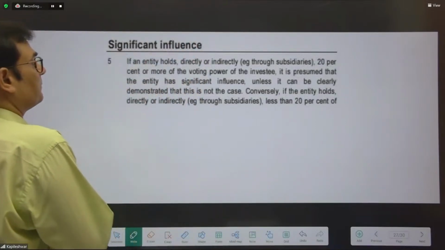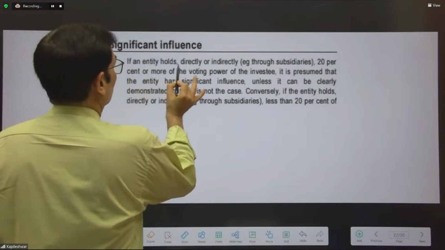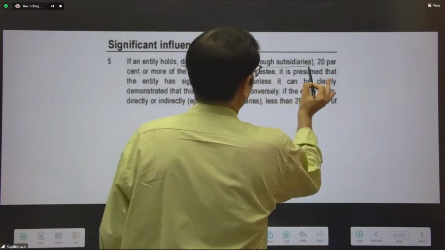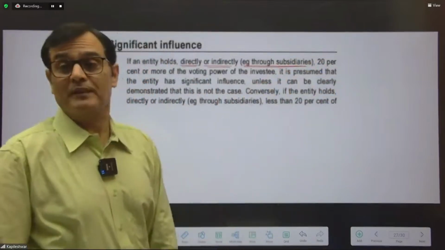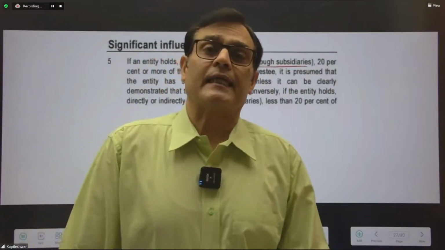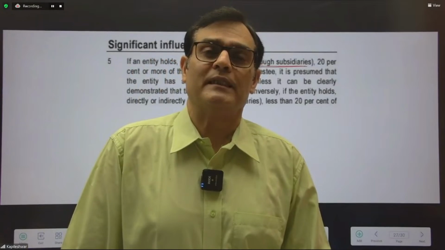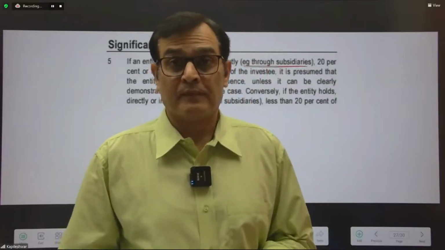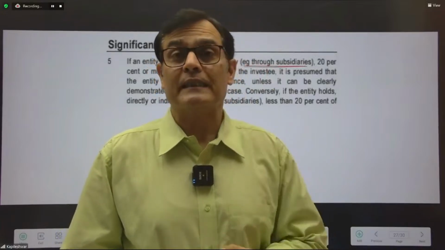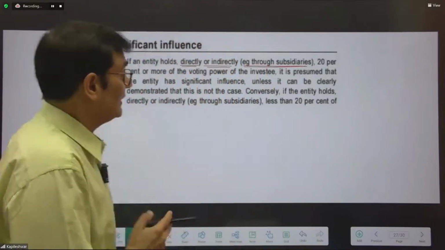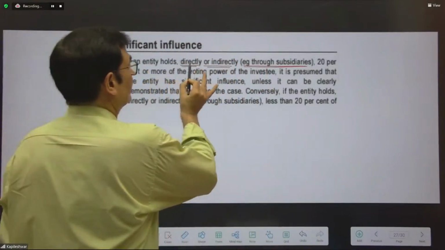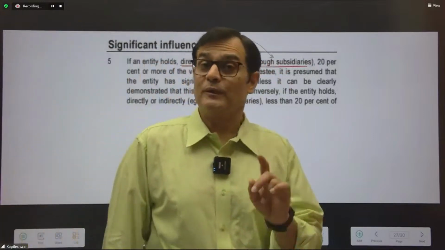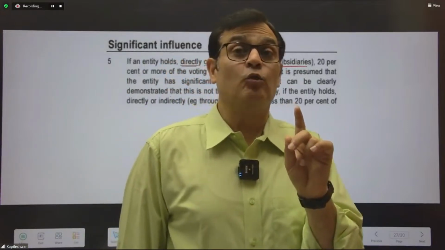It says in terms of para number 5, if an entity holds directly or indirectly, for example through subsidiaries. Now that is very important. There is a very interesting clarification given in the education material. Yes, the Institute has issued an education material on Ind AS 28 as well. And it very clearly gives you the position on para number 5. It says that if an entity has directly or indirectly, indirectly has to be only through a subsidiary. I use the word very carefully.